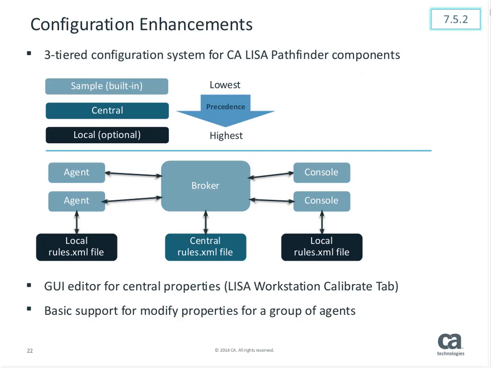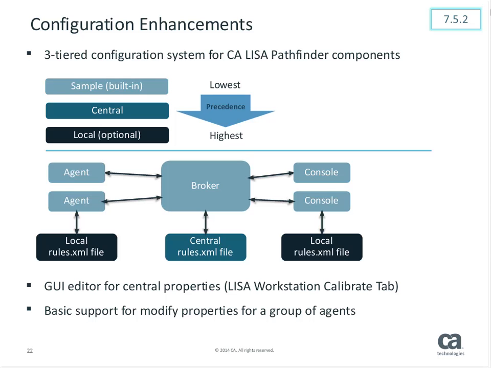So basically in 7.5.2, we created this three-tiered configuration system for all of the Pathfinder components. So there are agents in the Pathfinder world. There are agents, there's a central broker, and consoles. And each of them has a built-in what we call a sample configuration that's always inside the component, and even if you don't have any other configuration files, it has these preset configuration.